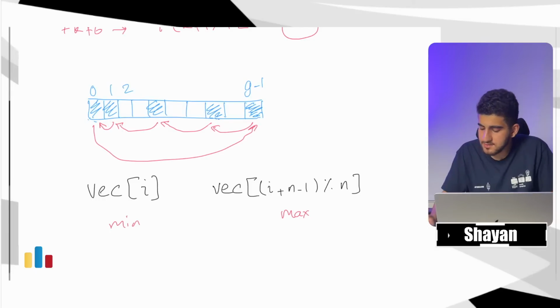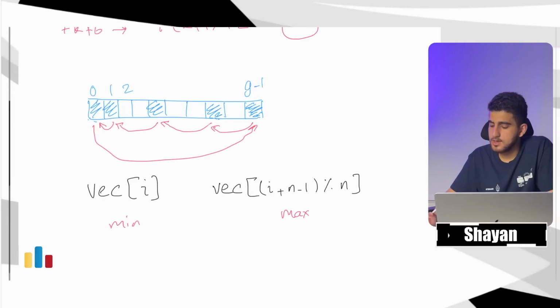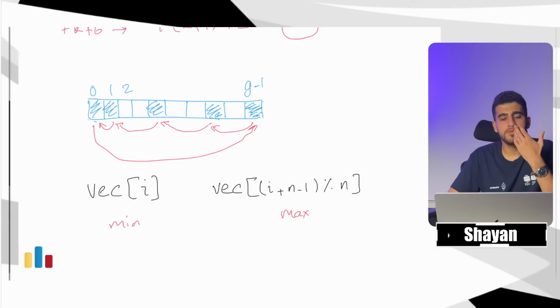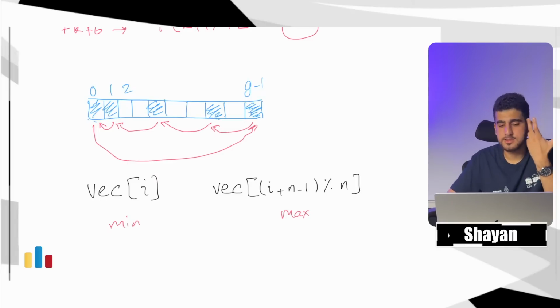So each time you should see what the difference is, and you should consider the minimum of these differences. And that is going to be your answer.